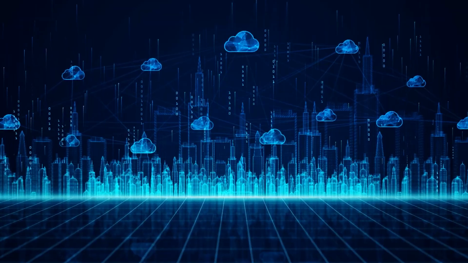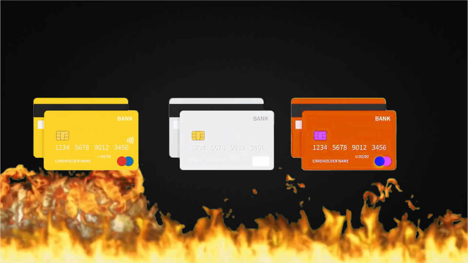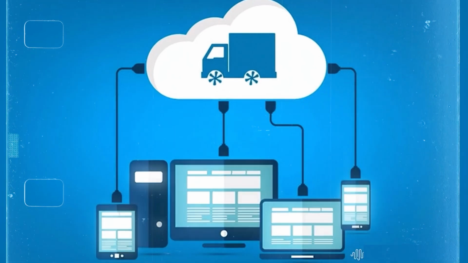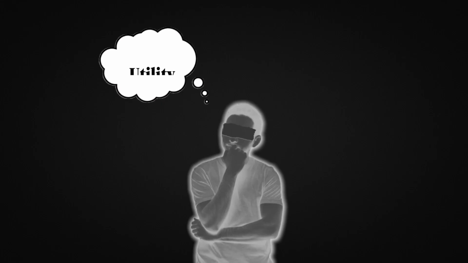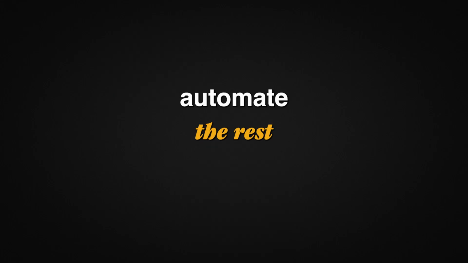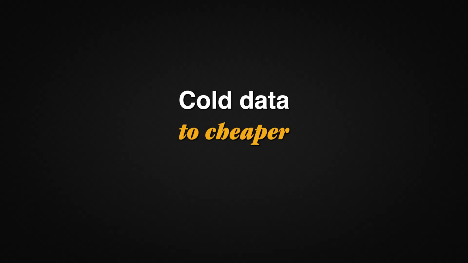Companies that treat cloud like an infinite credit card get burned. Cloud bills are the silent growth tax for many teams. Monthly invoices creep up while teams keep shipping features. But the good news: most cloud cost problems are solvable without sacrificing performance. The smart move is to treat cloud like a utility. You optimize, buy what you need, automate the rest, and move cold data to cheaper storage.